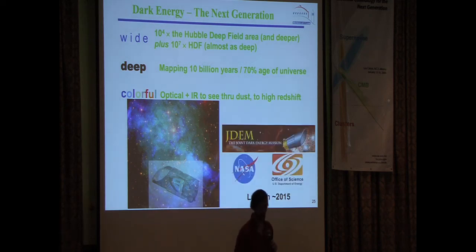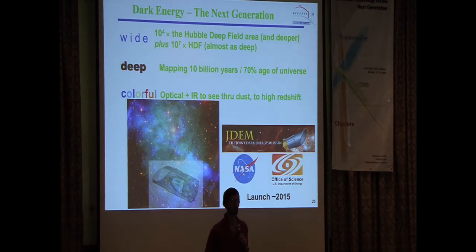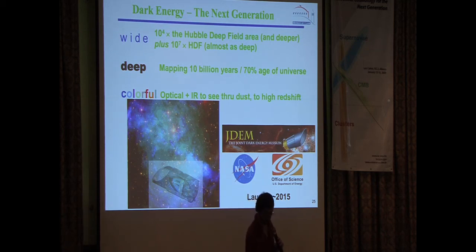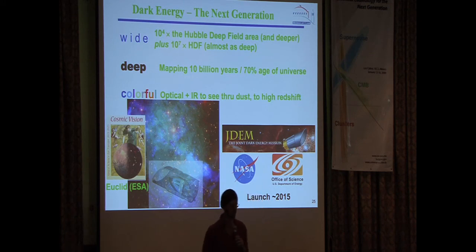So within the United States, there's the Joint Dark Energy Mission, a joint project of NASA and the US Department of Energy, and it's baselined for launch around 2015. In Europe, there's the Cosmic Vision program with a Euclid concept for a dark energy mission.